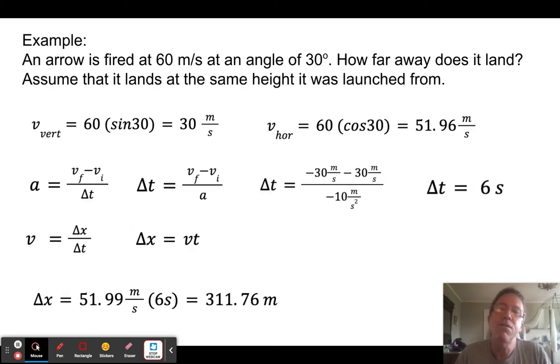All right, how about this? An arrow is fired at 60 meters per second. So it comes out of the bow at 60 meters per second at an angle of 30 degrees above horizontal. How far away is it going to land? A classic question. You're going to get good at this. So the first thing I'm going to do is divide up the horizontal and vertical components.